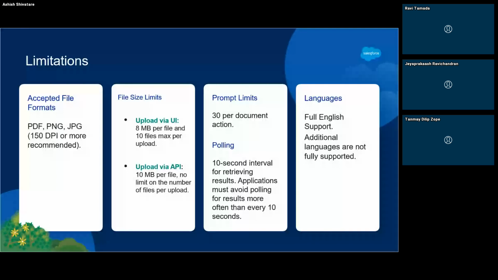So if you are configuring an invoice processing configuration, you have a limit of maximum 30 prompts per configuration. On the polling, it's a 10-second interval. Applications must avoid polling for results faster than that, so anything below 10 seconds may cause issues, or the service might start rejecting the request. So the 10-second interval is recommended. Supported language: full English support is available, and as per the official roadmap it might add support for other languages.